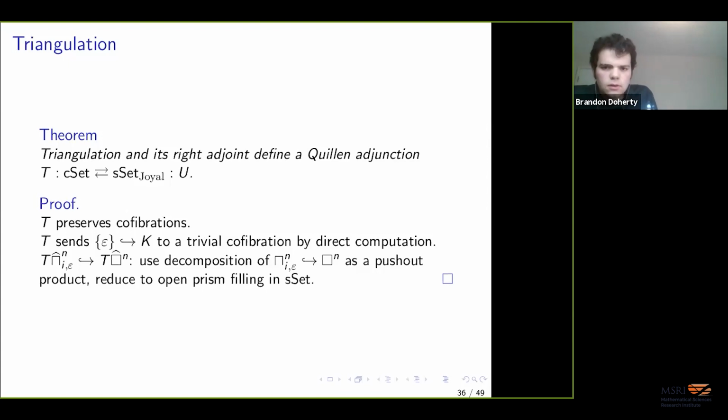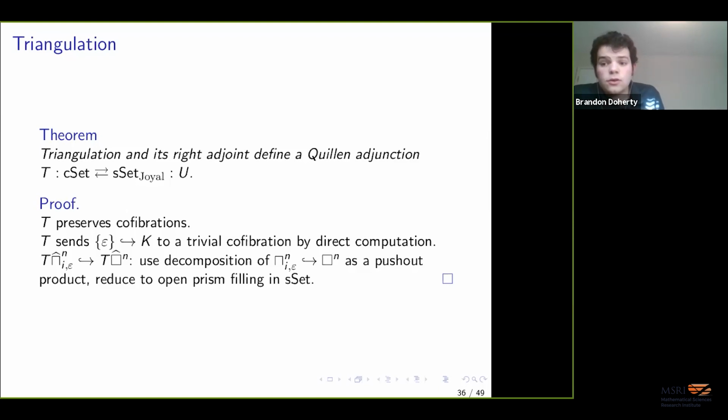Then we'd want to show that the right adjoint preserves fibrations between fibrant objects, or equivalently that triangulation sends the generating anodyne maps to trivial cofibrations. So to show that triangulation will send the inclusion of an endpoint into K to a trivial cofibration, we can just directly compute the triangulation of K. It's just a two-dimensional thing. It's not hard to compute its triangulation, and we can show that that is contractible in the Joyal model structure.